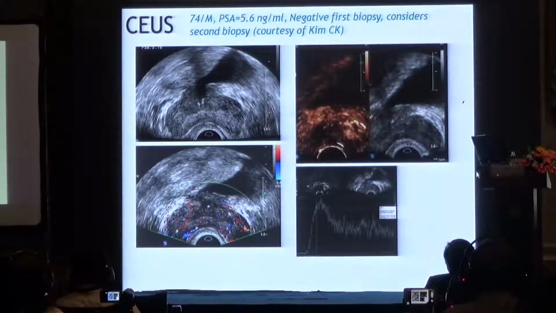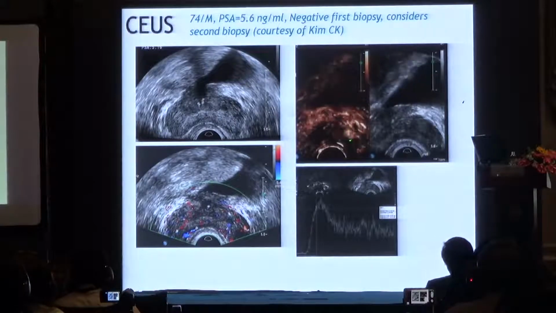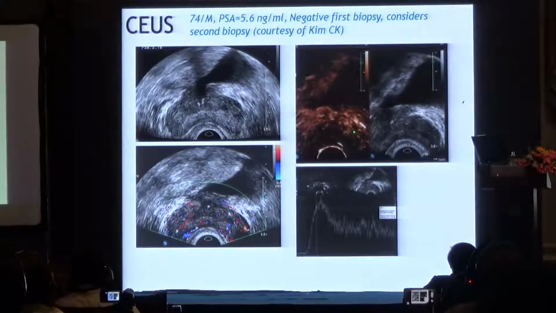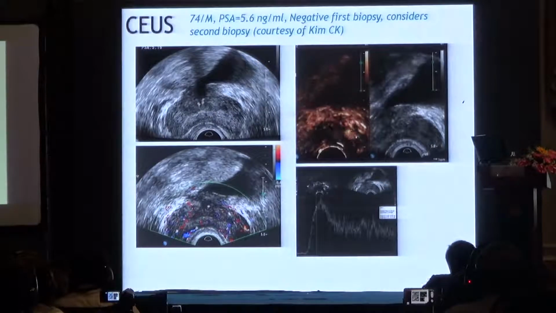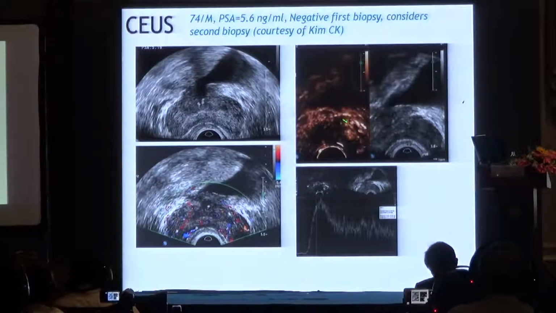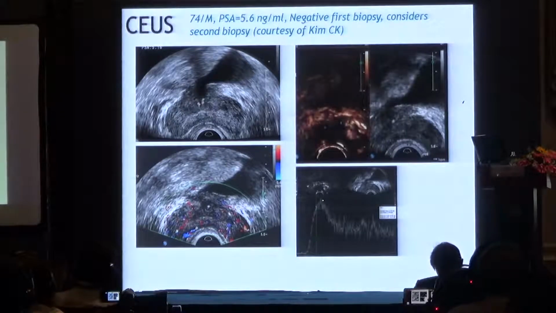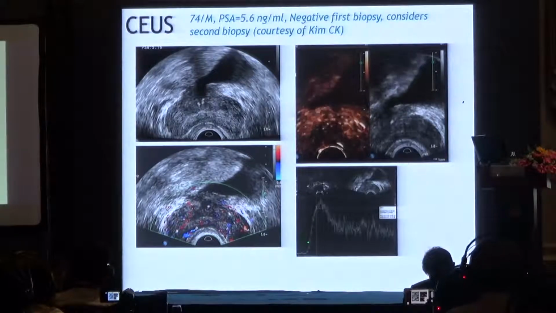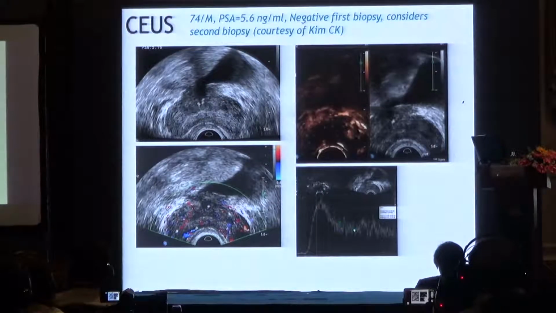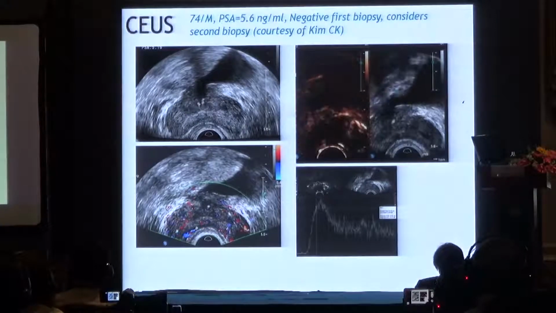Yes, after injection of contrast agent, you can clearly see that this area is abnormal. Definitely, this area has much stronger enhancement than other areas. And the time intensity curve in this area shows very strong early enhancement and early washout. So we targeted this area and prostate cancer was confirmed.